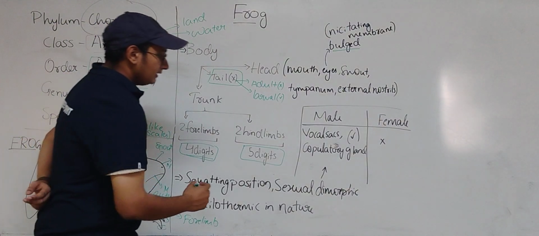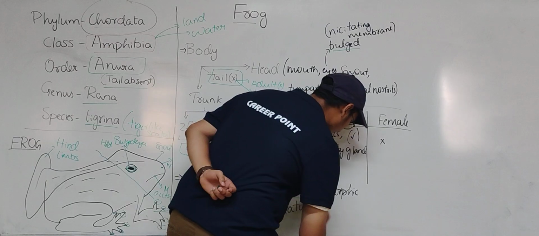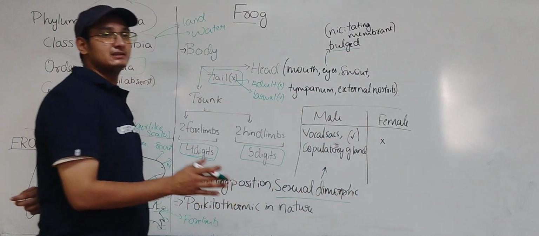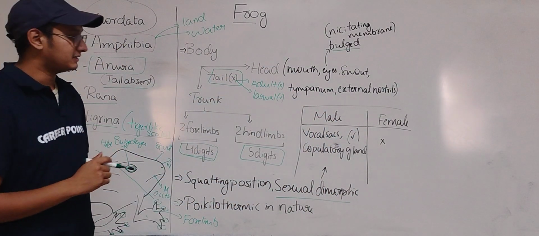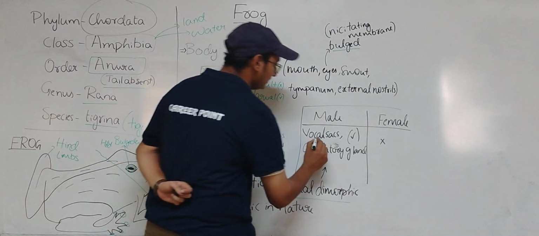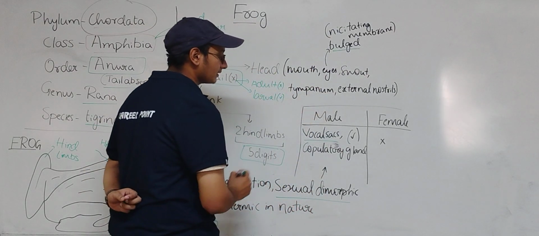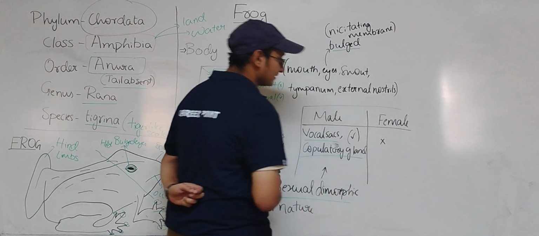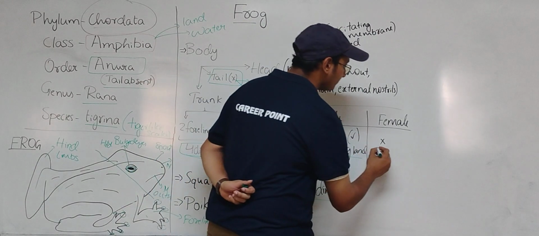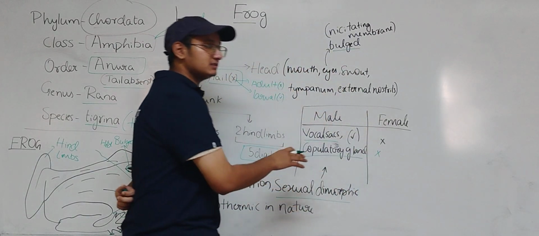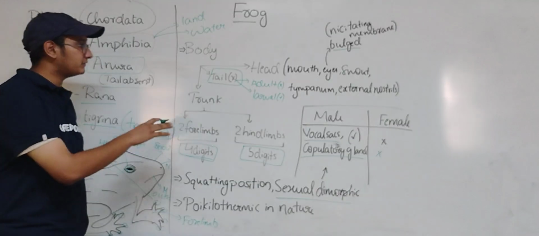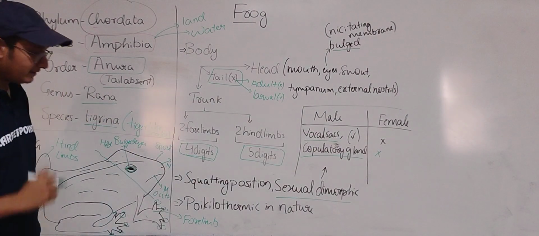And it is a sexually dimorphic animal, which means the males and females can be differentiated. So males have vocal sacs and copulatory glands. But in females, both of them are absent. So this is how we can sexually differentiate between the male frog and the female frog.